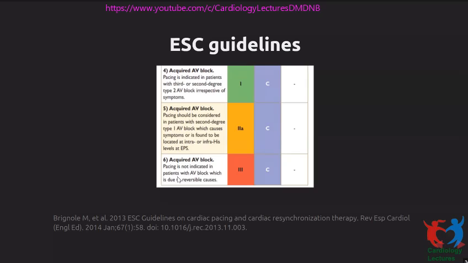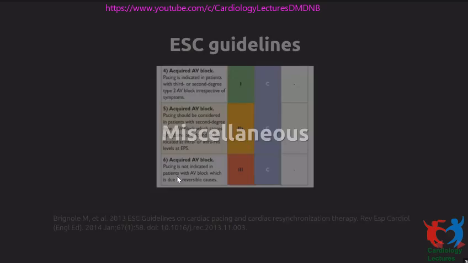And the other common place which can sometimes be mistaken is acute MIs. So an acute inferior wall MI and the patient develops AV block. If the MI is not very clearly evident, that might be mistaken. So if you identify that it is MI, again, it's a reversible cause, so you wait for resolution.